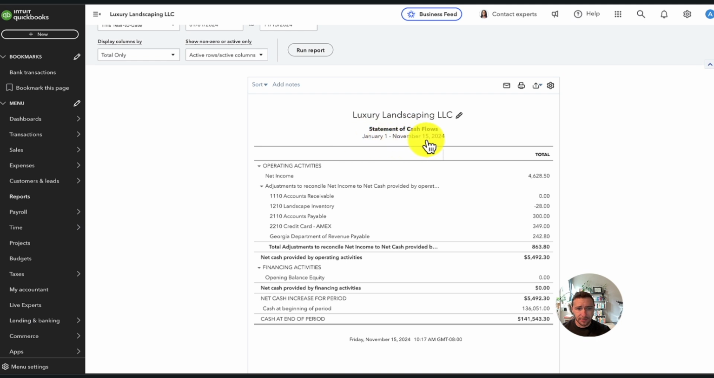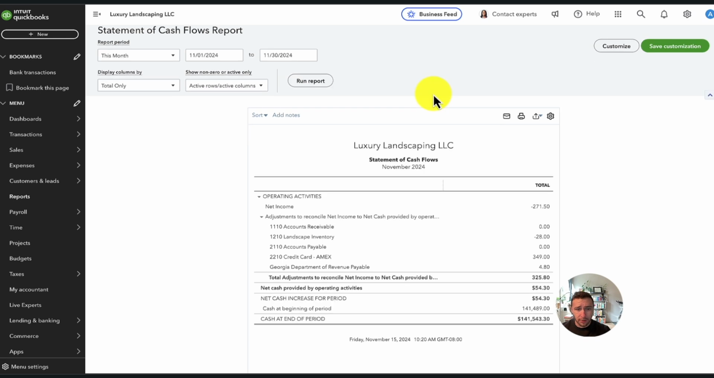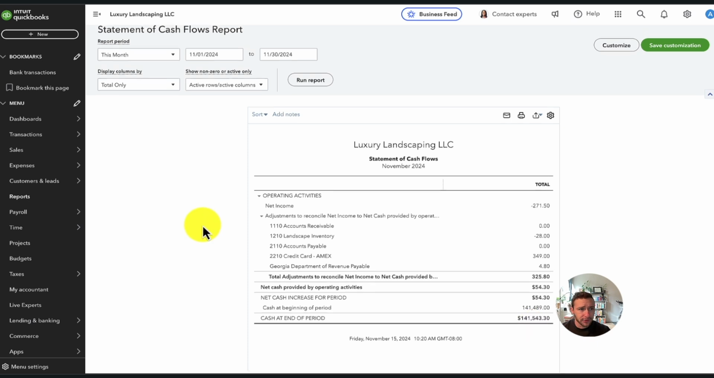So this was an example over 11 months in a business, basically year to date, but you can also pick any period of time that makes sense for your business, such as the current month. And it'll give you an idea of what kind of cash you currently have access to. So that's the third major statement.